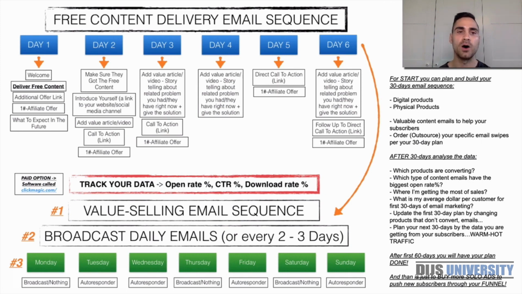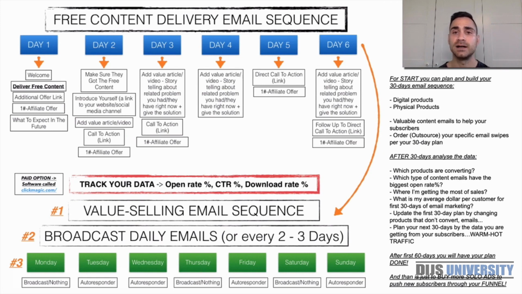Day 3 is about giving another valuable piece of content. It could be an article or video or storytelling about a related problem you had or they have right now, plus giving them a solution and a call to action to an affiliate offer. Day 4 is all about value without any affiliate links and calls to action. So give more value to your new subscribers. Day 5 is a straight sale to your affiliate offer, so a direct call to action with an affiliate link.